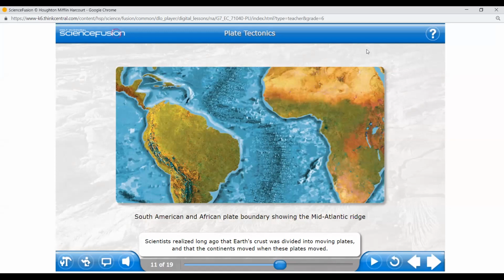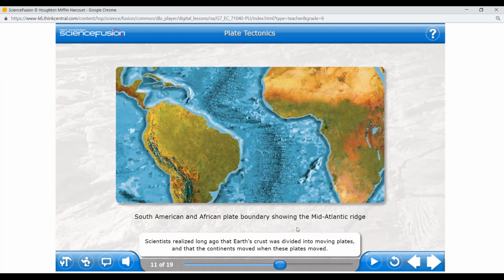But later on, gradually, we have seen that as millions of years passed, because of erosion and many other factors, these continents got separated and the ocean flowed in between. We have the Red Sea, the Pacific, the Atlantic, all these oceans. Now they show the South American and African plate boundary, showing the mid-Atlantic ridge.